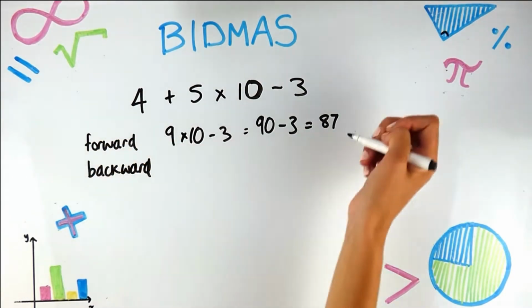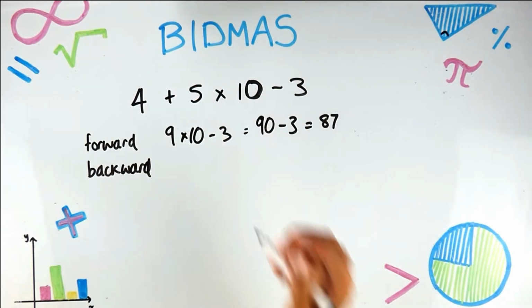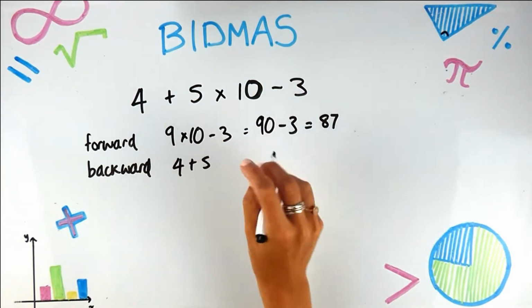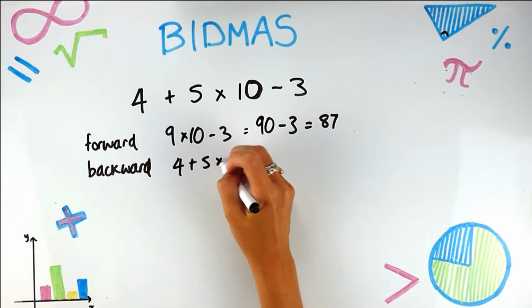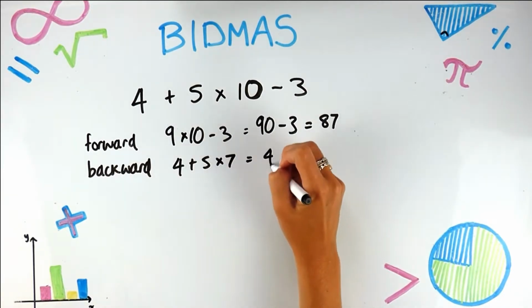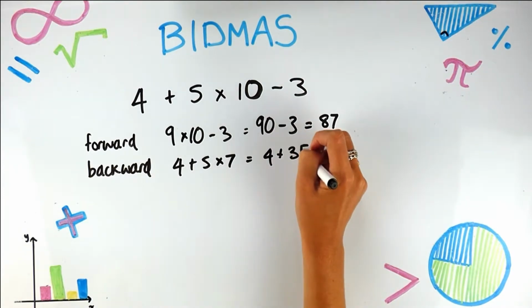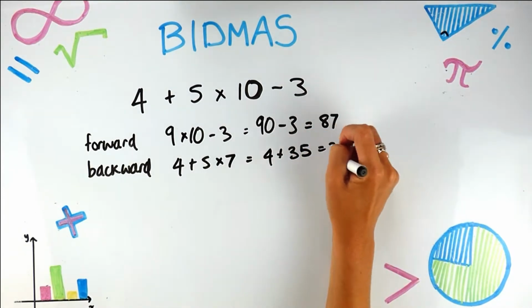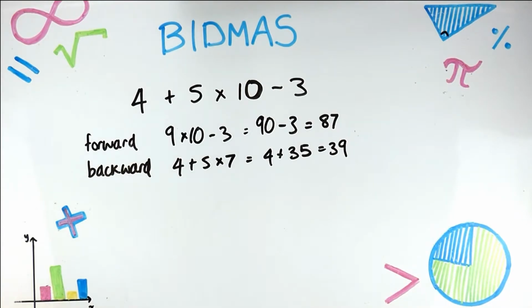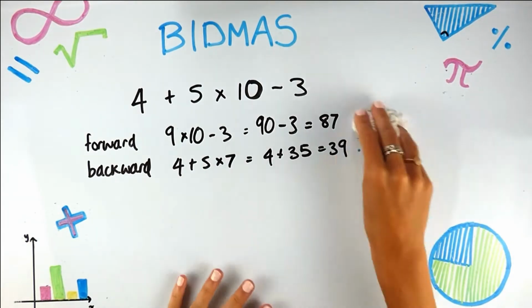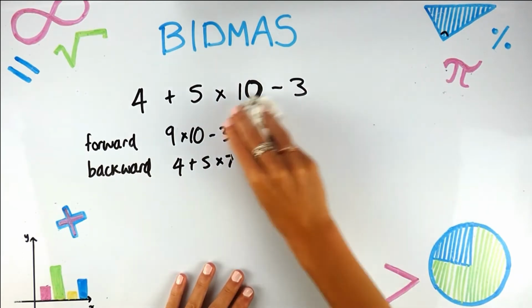Okay, what about if I went backwards, if I went this way? It's the same equation, so we should expect the same answer. So we've got 4 plus 5, multiplied by 10 minus 3, multiplied by 7. So 4 plus, backwards again, 5 multiplied by 7. Whoa, I don't like this one bit. We started the same equation and now we have two different answers. That is not okay. I'm going to go back quickly because I just can't see it. I just don't want it.